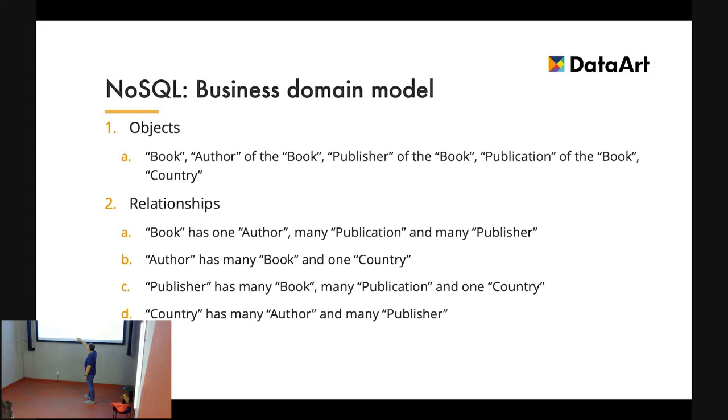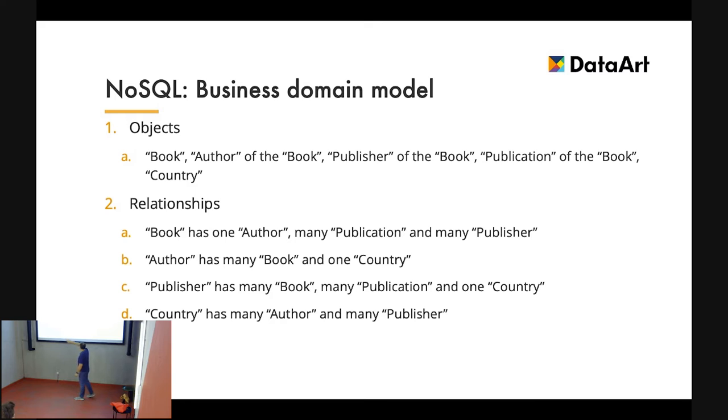For example, I offer to think about the next model. We will have a book, the author of the book, the publisher of the book, and the publication. It is an object where we have some information about the publication, for example, year of publication, country of publication. And country means something like nationality. About relations, a book has only one author in our model, and many publications and many publishers.